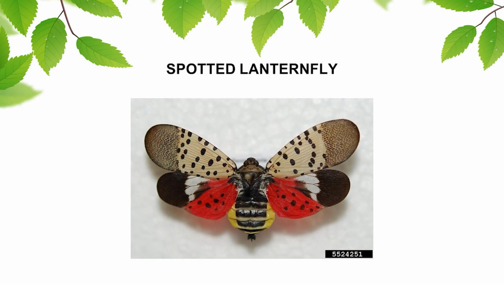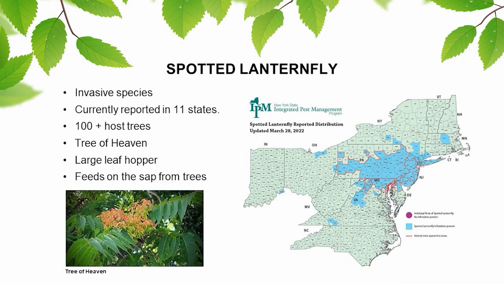Spotted lanternfly has been spreading, so let's take a minute to review. The spotted lanternfly is an invasive species. It is currently, as of August 2022, in 11 states, including Connecticut, Delaware, Indiana, Iowa, Maryland, Massachusetts, New Jersey, New York, Ohio, Pennsylvania, Virginia, and West Virginia, and continues to spread.